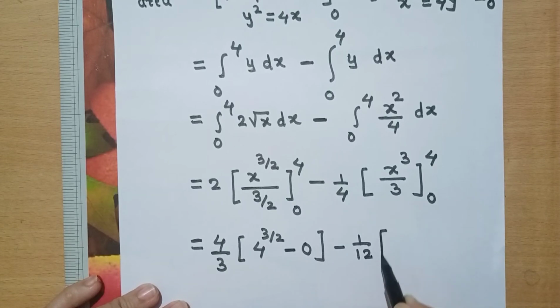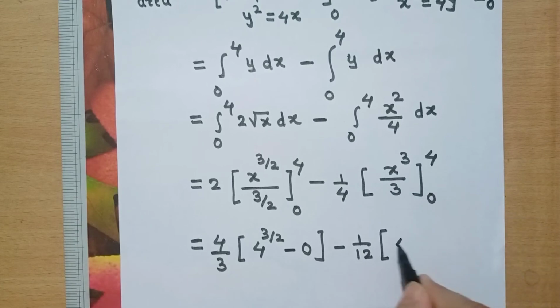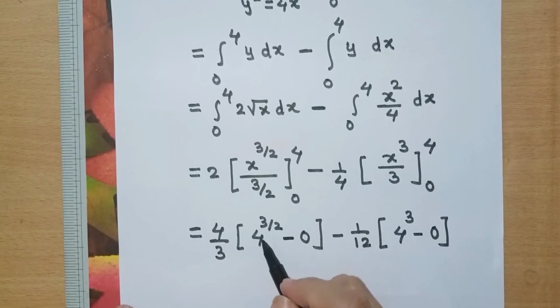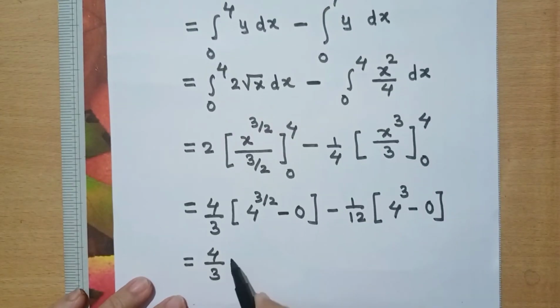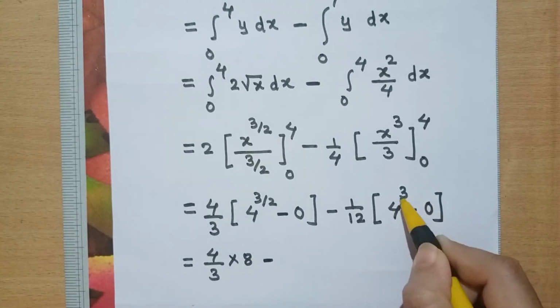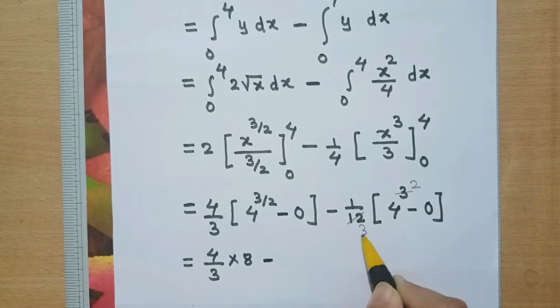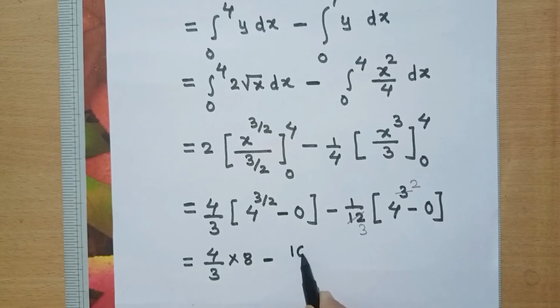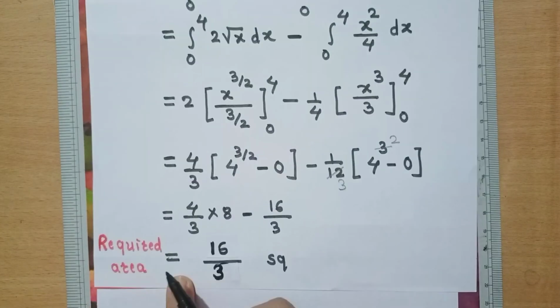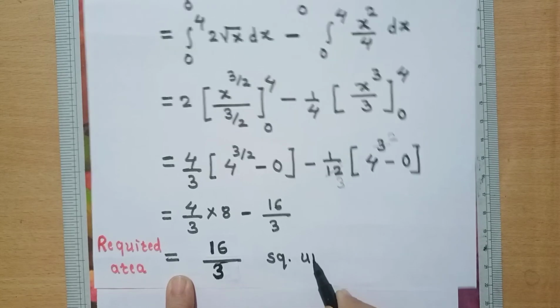0 raised to 3 by 2 is simply 0, 4 3s are 12, and we will substitute here the upper limit, which is 4 cube minus 0 cube is 0, and now simplify. Square root of 4 is 2, and 2 cube is 8, and here I am writing 8 minus. Here we will simplify. Look now, 1 4 gets cancelled, and here 4 3s are, so 4 4s are 16 by 3. Now 8 4s are 32, 32 minus 16, and therefore the required area equals 16 upon 3 square units.